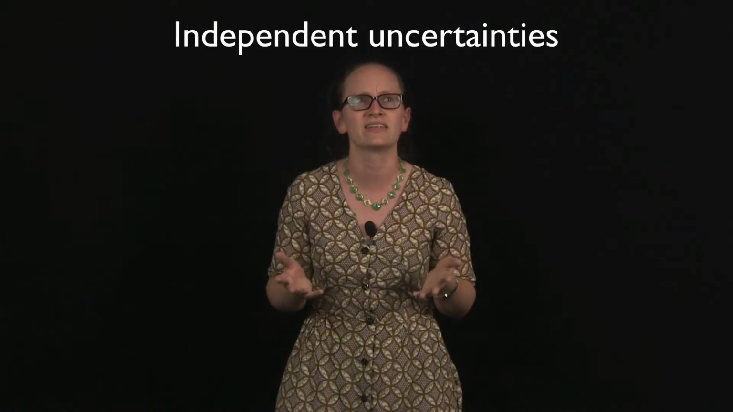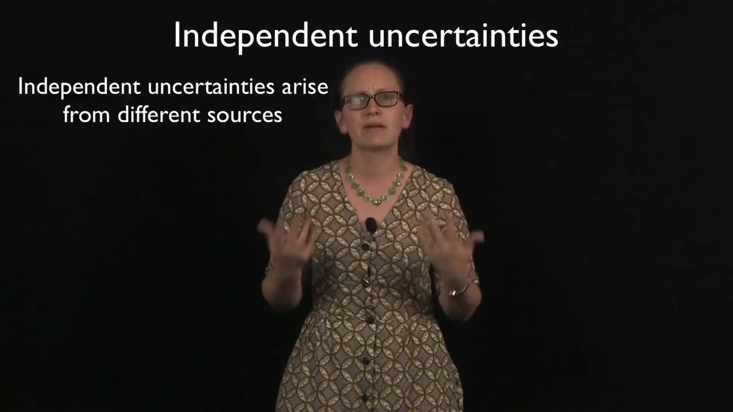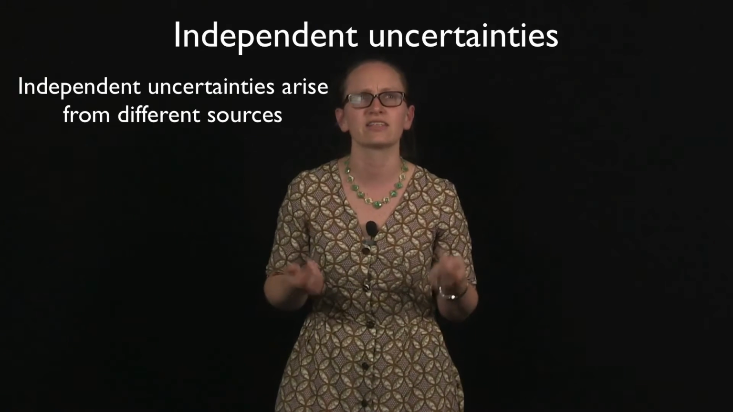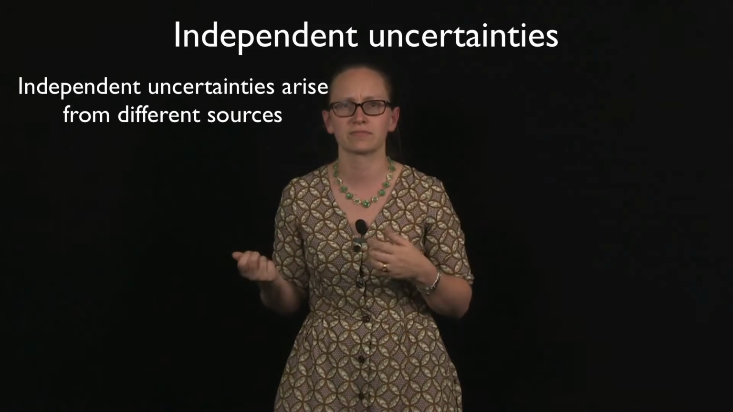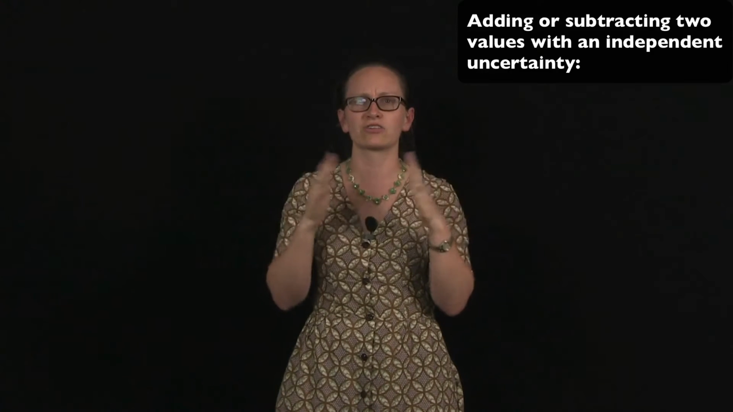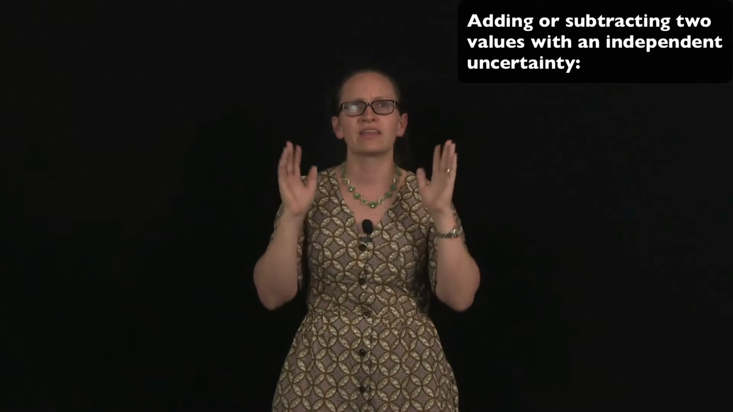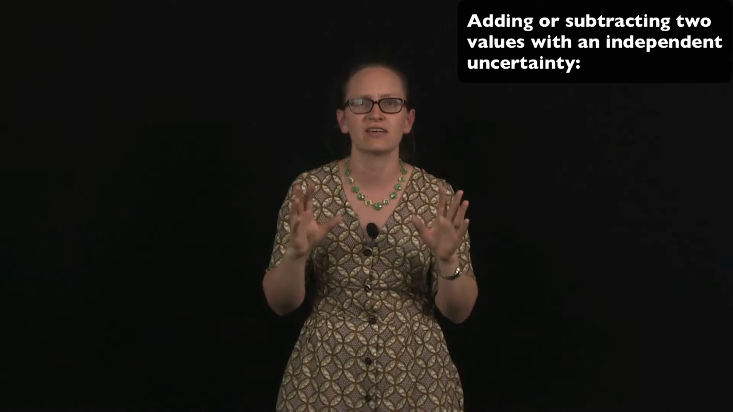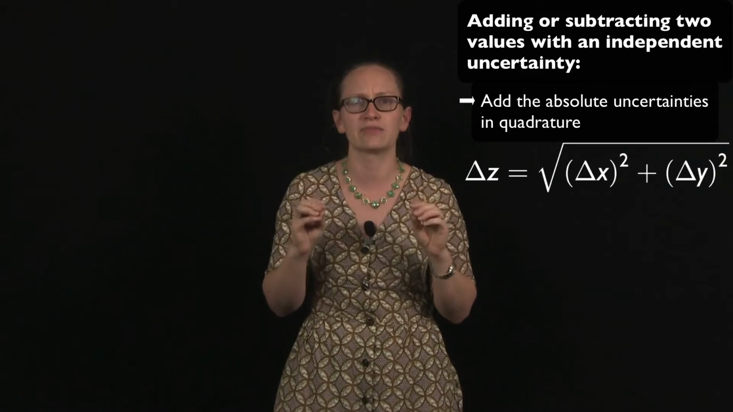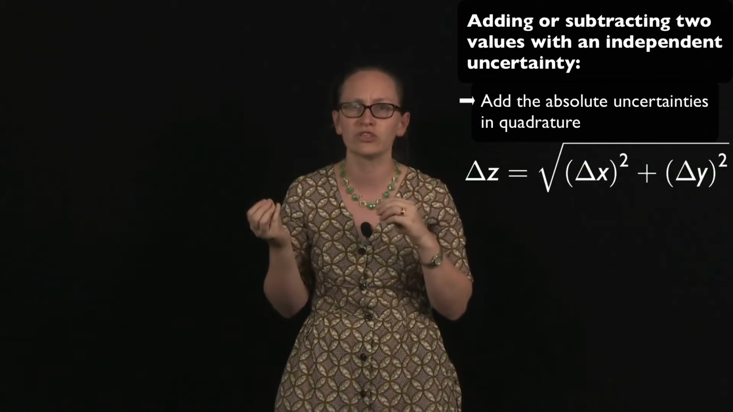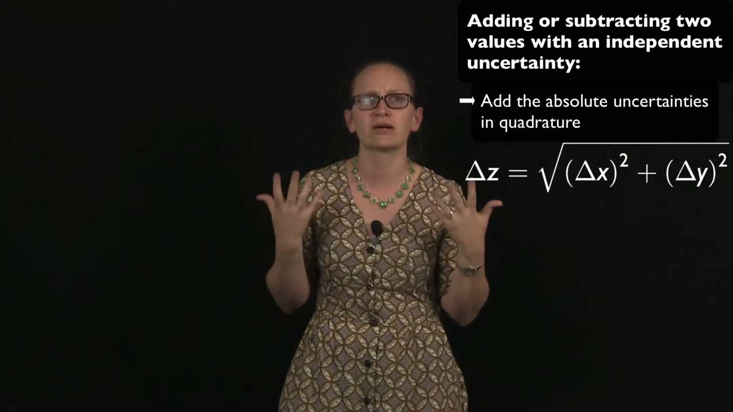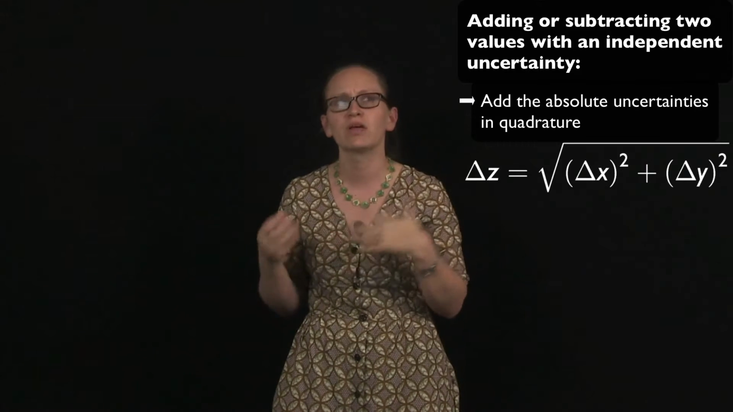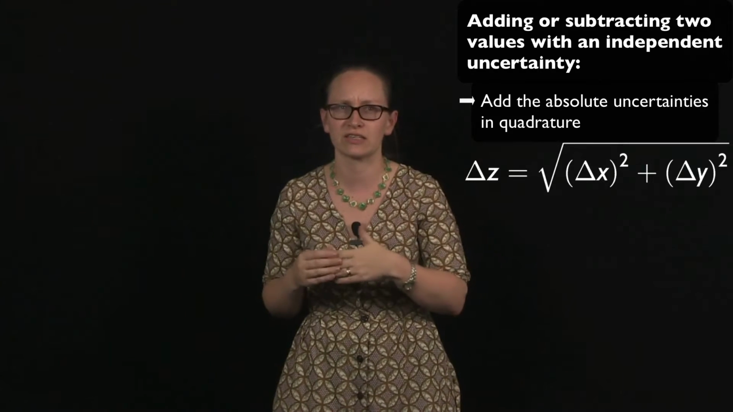In this video we're going to look at how we can deal with independent uncertainties. Remember that independent uncertainties arise from different sources. Now, if we want to add or subtract two values with an independent uncertainty, then we need to add the absolute uncertainties in quadrature. So this means that we need to apply Pythagoras' theorem to the absolute uncertainties.